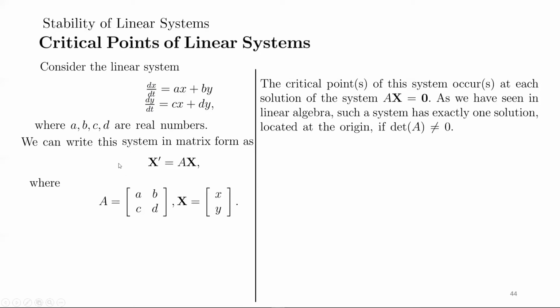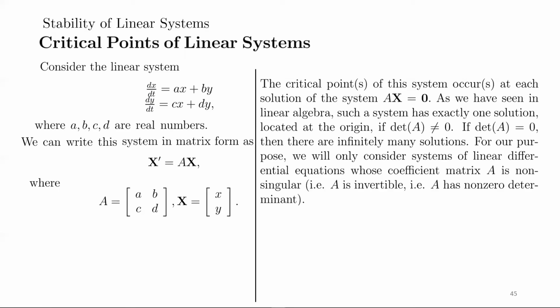Notice this is a homogeneous system of equations. That doesn't hold for a non-homogeneous system, but we're not going to deal with those. Also, the determinant of A must be not equal to 0, because if the determinant of A was 0, we actually have infinitely many solutions along one of the axes, but we don't want to deal with that, because that's not really a critical point. That would be like a critical line.